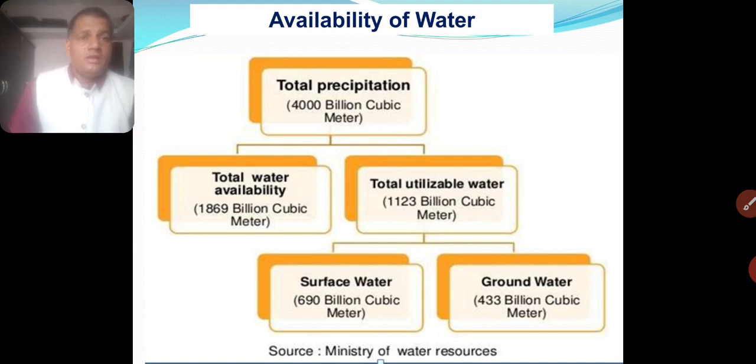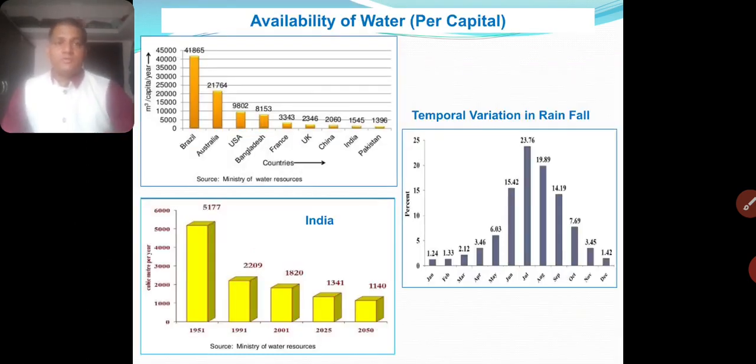In this picture, you can see the availability of water, meaning how much precipitation or rainfall there is. The total rainfall is about 4,000 billion cubic meters, and out of that, the total availability of water is 1869 billion cubic meters, and we can utilize about 1123 billion cubic meters. Out of that utilization, we are using 690 billion cubic meters from the surface, in the form of lakes and rivers, and 433 billion cubic meters is groundwater, in the form of wells as well as borewells. So this is from the source of the Ministry of Water Resources, Government of India.